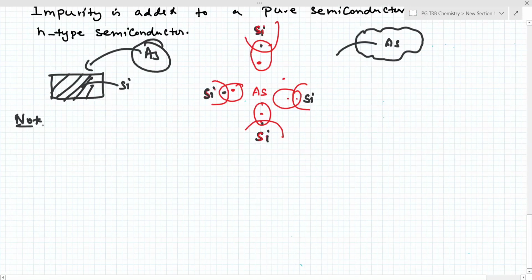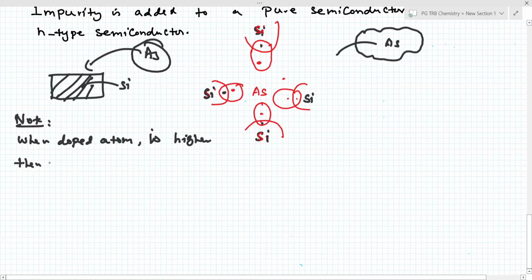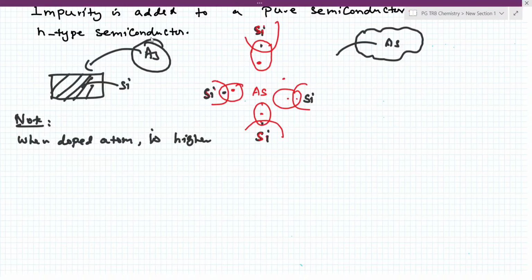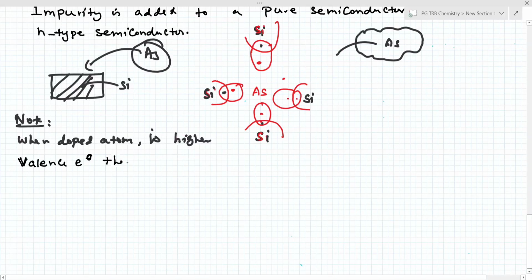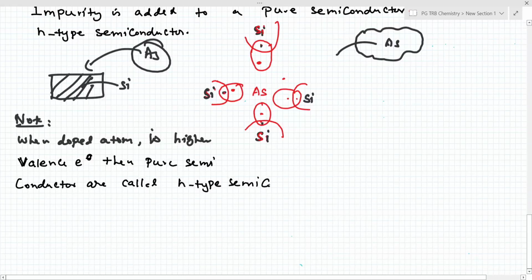When the doped atom has higher valence electron than the pure semiconductor, it is called N type semiconductor. You got the point. Very important, please note. N type semiconductor. Very important point. But the dopant atom and everything are not pure. What is pure silicon?